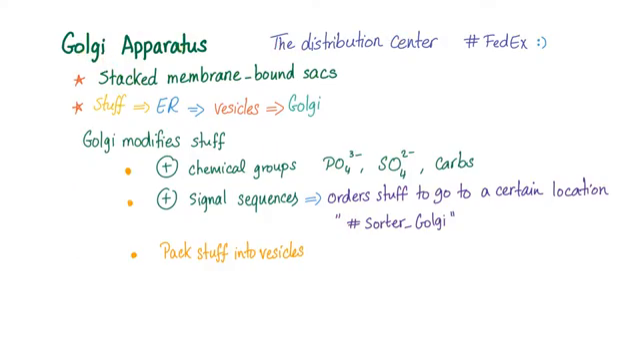The sorter is a group of stacked membrane-bound sacs. Stuff goes to the ER, endoplasmic reticulum, then into vesicles, then into Golgi, then to their destination. Golgi modifies stuff by adding chemical groups such as phosphate, sulfate, carbohydrate, and adding signal sequences. It orders stuff to go into a certain location in the cell. That's why we call it the sorter. And it packs stuff into vesicles.